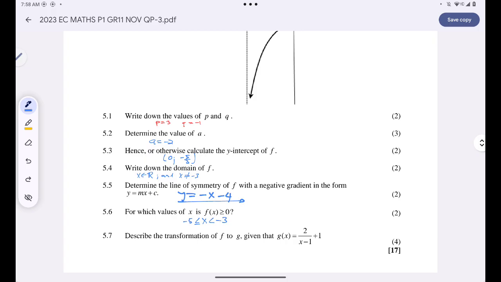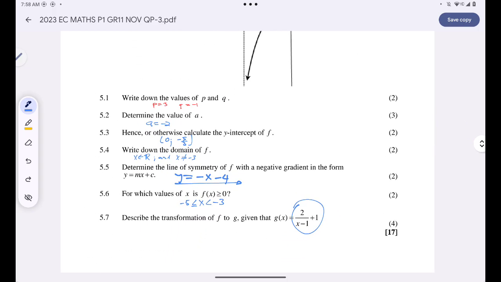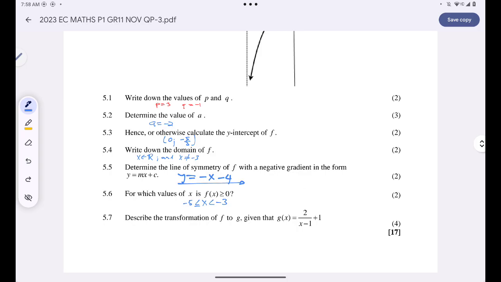Now we are supposed to describe the transformation of f to g. Okay, g is equal to this one. F, let me write f there. The graph of f was equal to -2 over x plus 3, minus 1. Okay, the first thing that happened over here, the 2 was negative and now it's positive.